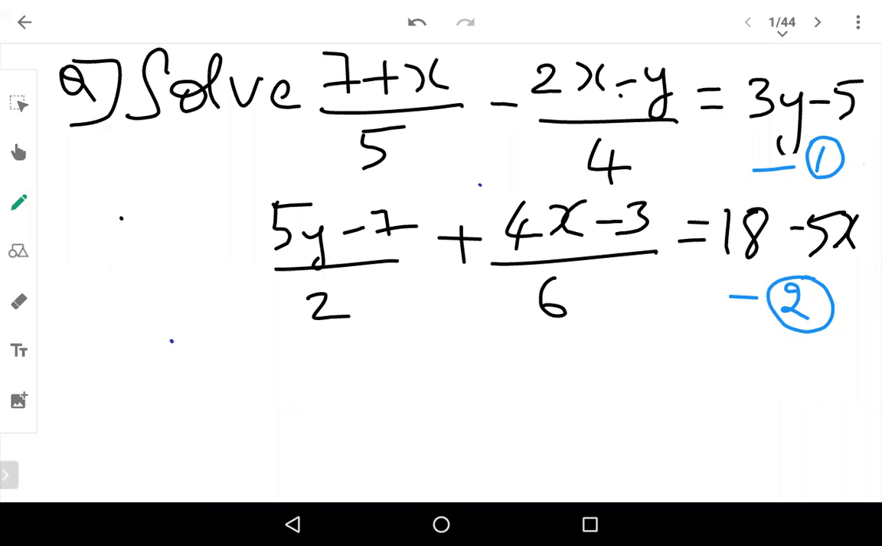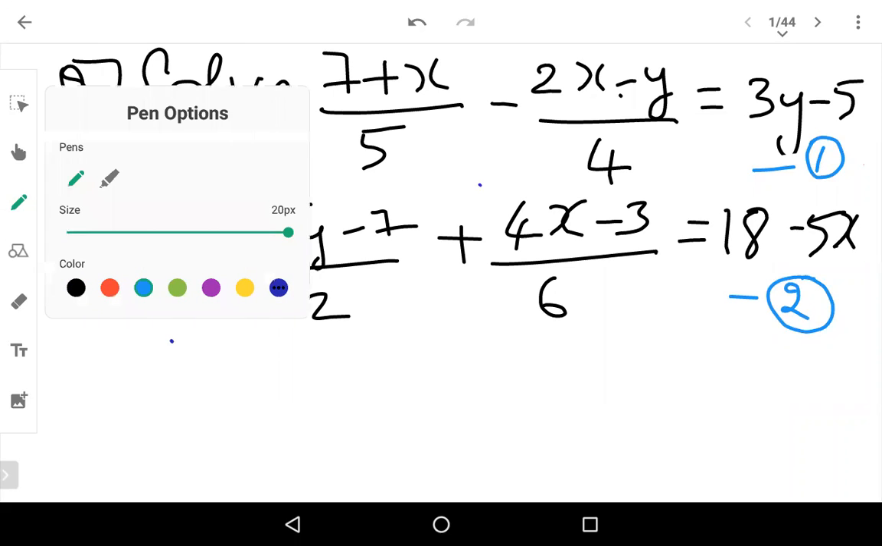But here if you see, they are in the form of fractions rather than the direct equation. So we are supposed to simplify these equations and bring them to the normal equation format, and then we have to solve them simultaneously. Clear? Did you all understand what is the procedure to be done? Okay, so let us start.